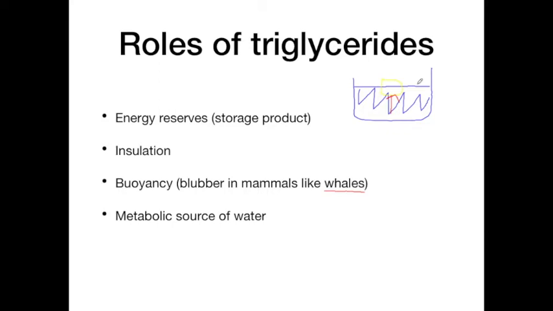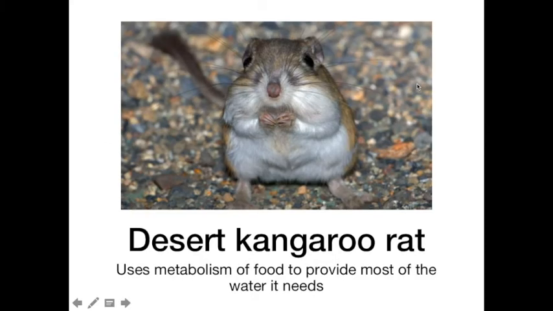Now, also an unusual role for lipids is as a metabolic source of water. When oxidized in respiration, they are converted to carbon dioxide and water. This water can be of importance in very dry habitats. For example, the desert kangaroo rat, which stays in the desert, never drinks water and survives solely on metabolic water from its fat intake.